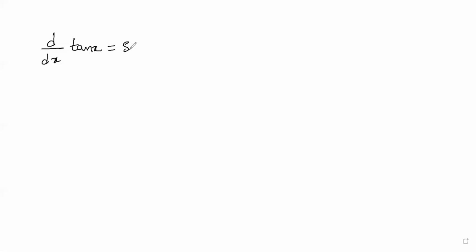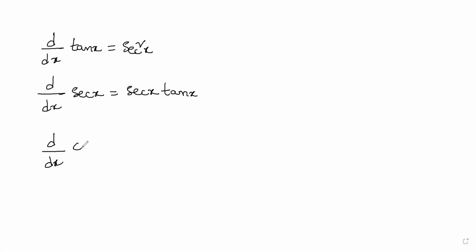Yeah. d by dx of tan x is secant square x. We'll write it, no problem. d by dx of secant x is secant x tan x. And the derivative of cosecant x is minus cosecant x cot x. And d by dx of cot x is negative cosecant square x.